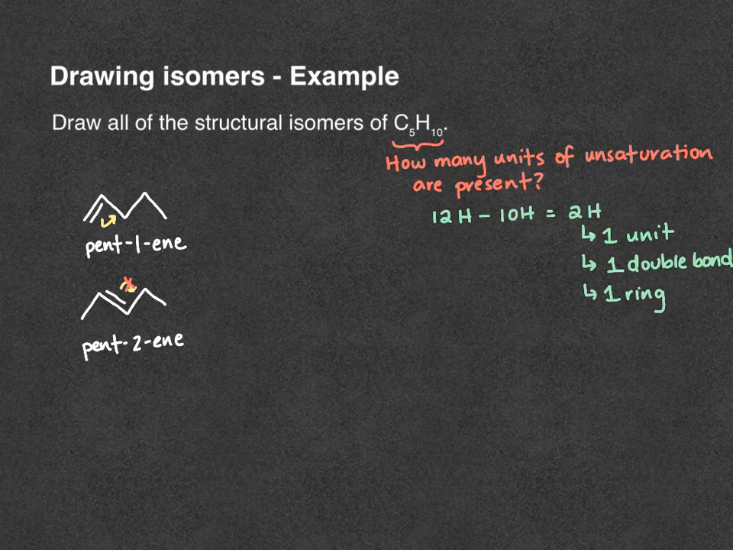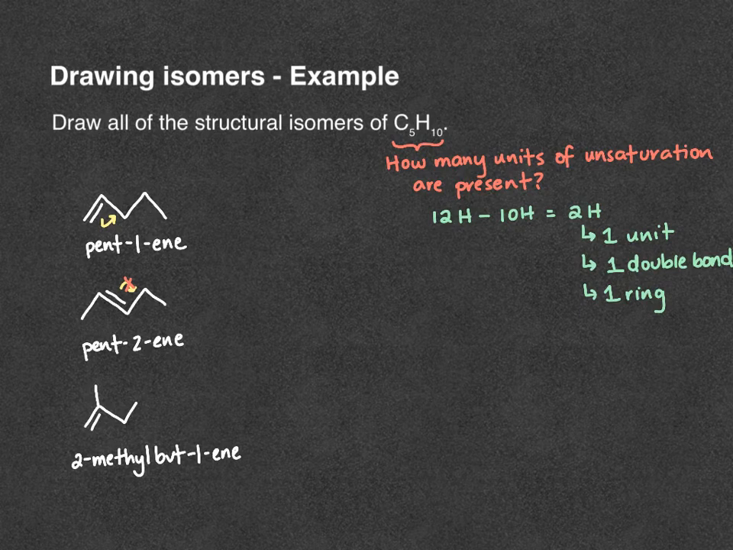So now I'm going to drop 1 carbon and make a methyl group. And again, just move my double bond down that chain. So this is going to be 2-methylbut-1-ene. I'm going to take that double bond and I'm going to migrate it down the chain again, and I will get 2-methylbut-2-ene.